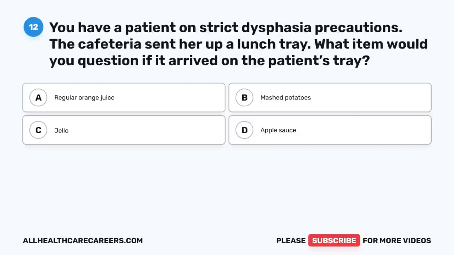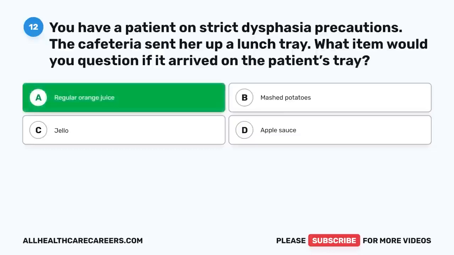Question 12. You have a patient on strict dysphagia precautions. The cafeteria sent her up a lunch tray. What item would you question if it arrived on the patient's tray? A. Regular orange juice. B. Mashed potatoes. C. Jell-O. D. Applesauce. The correct answer is A.